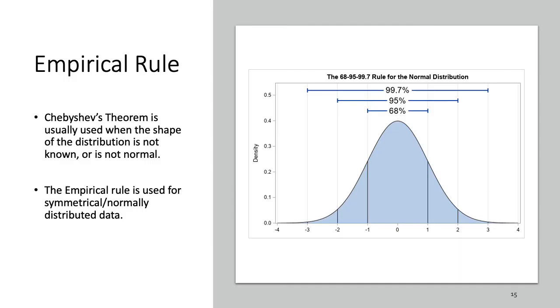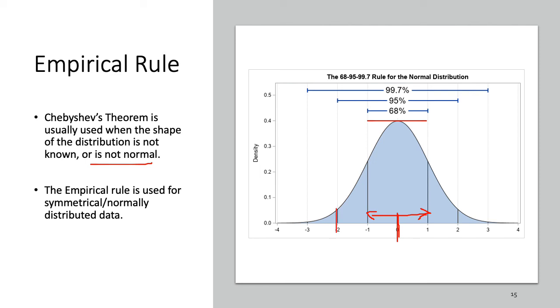So Chebyshev's theorem is usually used when the shape of the distribution is not known or is not normal. The empirical rule is used when it's symmetrical or normally distributed. So what the empirical rule says is that when you have normally distributed data, let's say in this case x is equal to 0, that within 1 standard deviation, which is from -1 standard deviation of the mean to +1, you have 68% of your observations.